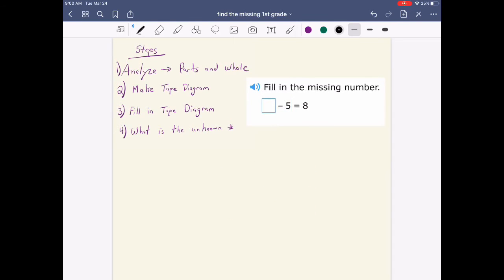All right, let's try another one. Just kind of watch. Don't worry. I'll have you guys do some in a second. Step 1, analyze. Which numbers are our wholes and parts? Well, this is my whole. The first number is always my whole. And the next numbers are my parts.